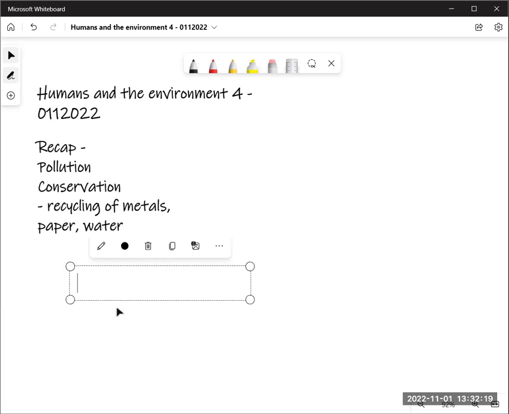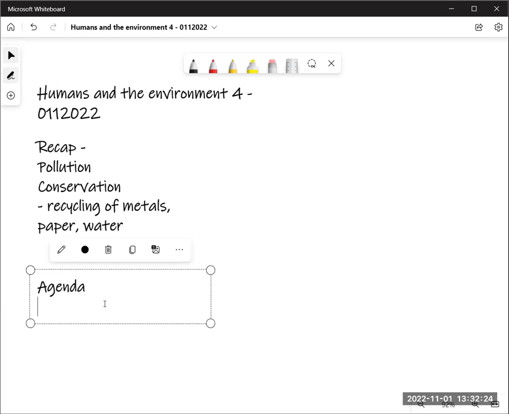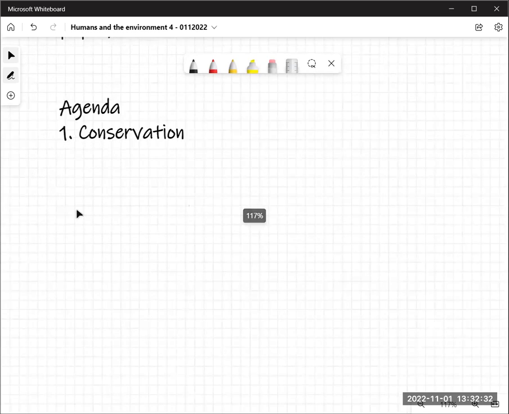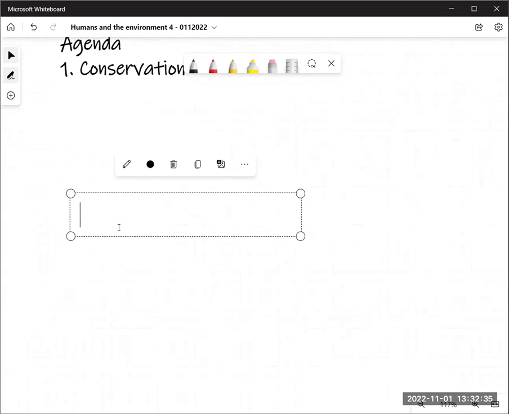The agenda is to focus on conservation, and the chapter is done. First thing first, write the definition of a sustainable resource, and check if you have written this already.